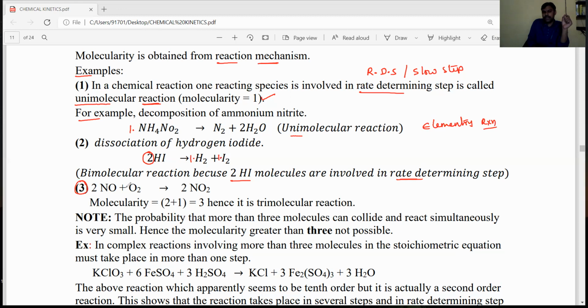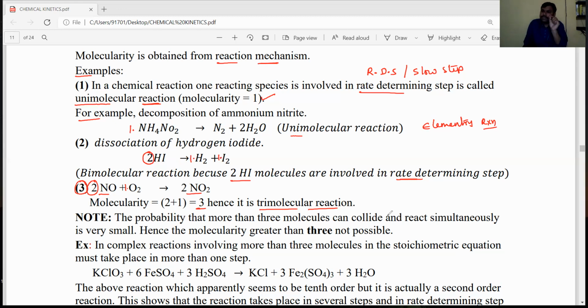2 NO plus O2 is converted into 2 NO2, the formation of nitrogen dioxide from nitric oxide, NO. In the above reaction, 2 moles of NO and 1 mole of O2 are involved in the rate determining step. Hence its molecularity is 3. Therefore the above reaction is called a trimolecular reaction.